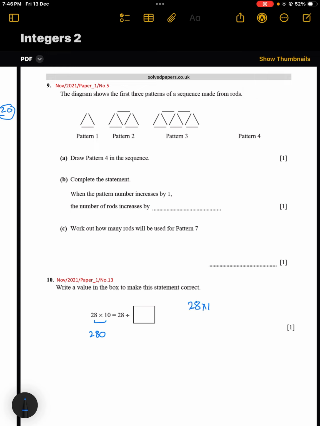28 is multiplied with 10 to give us 280. Now what should be divided by 28 to get 280? Yes, 28. What if I write this as 28 divided by 10 to power minus 1?